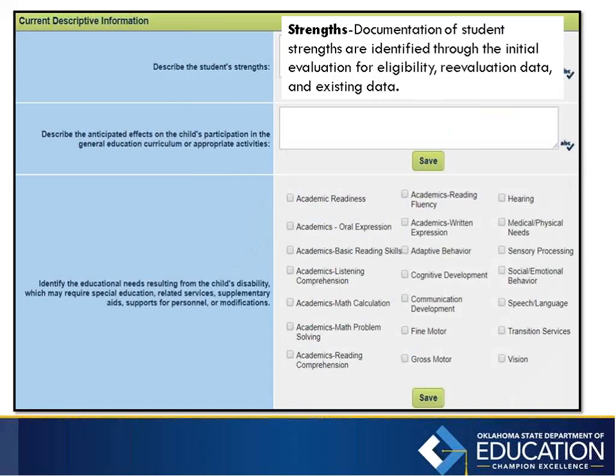So you want to document, maybe you use the evaluation from his eligibility, maybe some re-eval data, maybe something from his STAR reading, STAR math, DIBELS, Literacy First, anything that you use. Maybe you can pull the strengths. So maybe I see Sally for reading, but she's fairly good in math. Maybe she's very good in math facts. So make sure you're actually documenting the student's strengths.